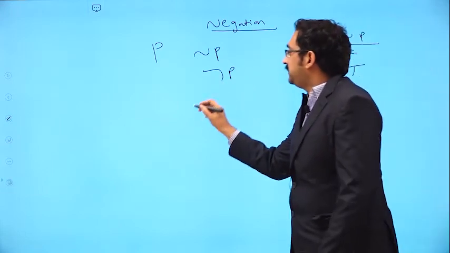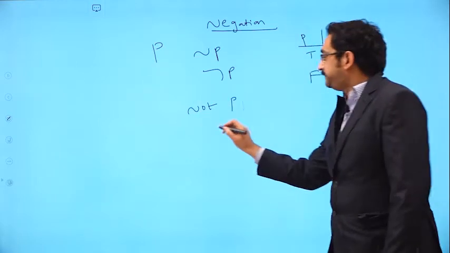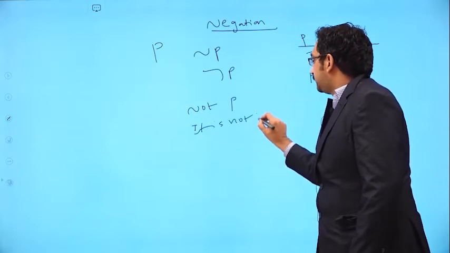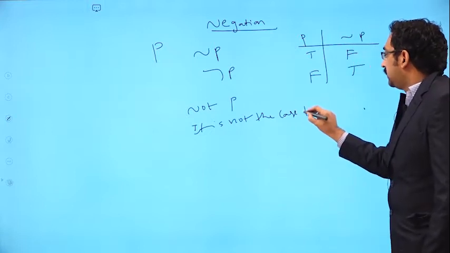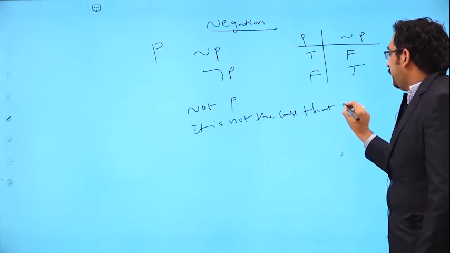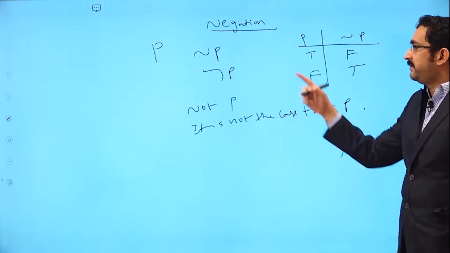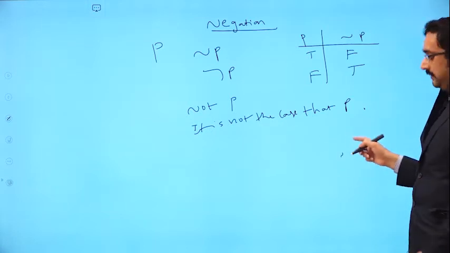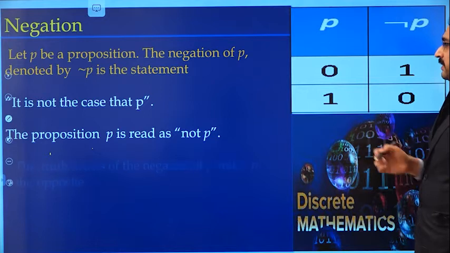So we can write negation of the proposition as not P or it is not the case that P. In both ways we can represent the negation of the proposition, not P or it is not the case that P.